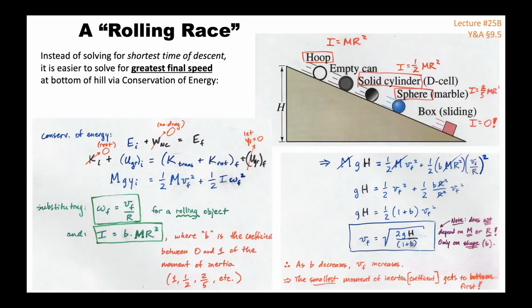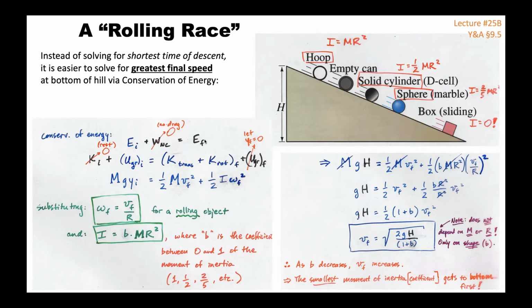All right, well, if we don't care about the time of descent anymore, and all we care about is the speed at the bottom, this is a prime situation for conservation of energy. So we're going to say the energy at the top of the hill is equal to the energy at the bottom of the hill, and we'll assume that there's no work done by non-conservative forces. Although there's grip friction between the rolling object and the hillside, there's not any air resistance, for example, and we don't need to worry about sliding friction because the object doesn't slip.